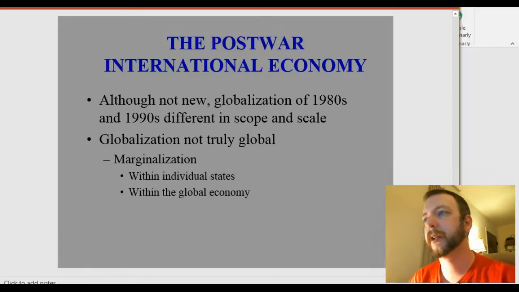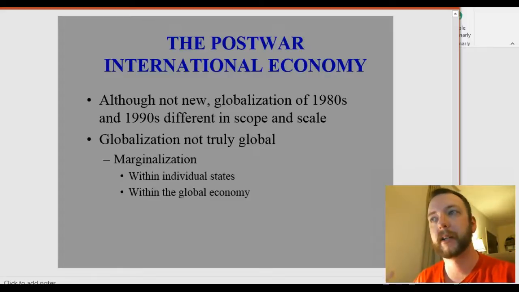And we also talked about places marginalized within the global economy. Places like Bangladesh, for example, like we just talked about, struggle to participate in the globalized economy because they just don't produce enough, and they're not getting richer with this new globalization. They're actually staying pretty poor.